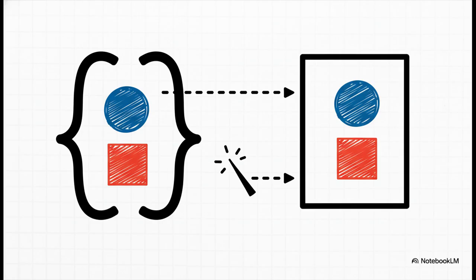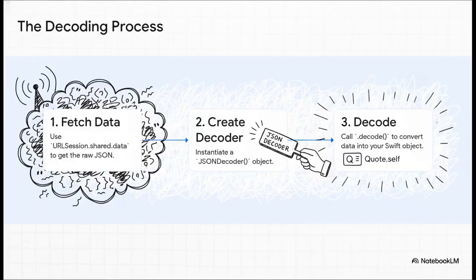And here's where it gets really, really cool. Look how simple this is. You take your normal Swift struct, you add Codable at the end, and that's it. You're done. This Quote struct is now a fully capable, network-ready data model. As long as your property names, content and author, match the keys in your JSON, it just works. No extra code needed.